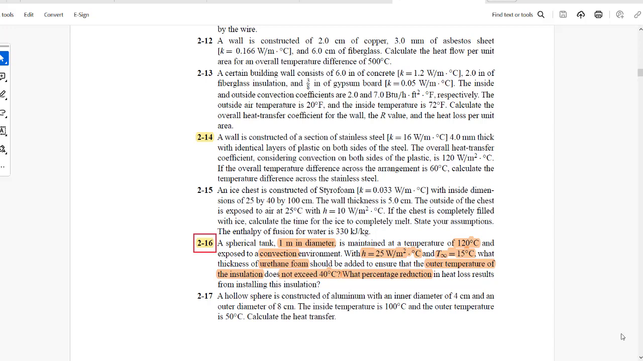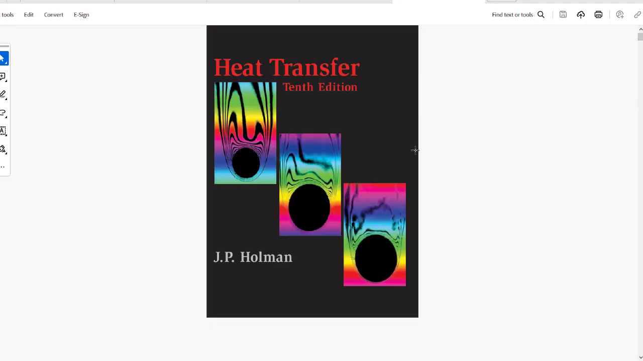In this session, I want to solve another problem in heat transfer, in one-dimensional thermal conductivity, which is about a wall constructed of stainless steel. But first, as always, let me introduce the reference, which is Heat Transfer, 10th edition, by J.P. Holman.